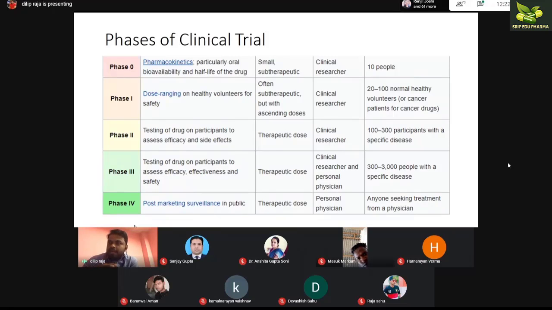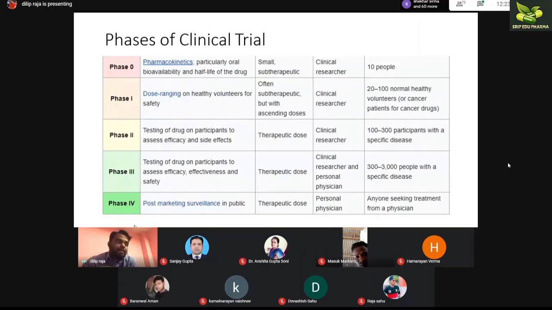Phase 1 is carried out in a small number of participants, but a little more when compared to phase 0. We will see the dose ranging and safety, especially safety. It is almost similar, an extension study of phase 0. So here also we will see the pharmacokinetics as well as the safety of the drug. Sometimes, in a very few cases, such as cancer and a few other studies, we will see the pharmacodynamics in phase 1, but normally we see the pharmacokinetics of the drug in phase 1.